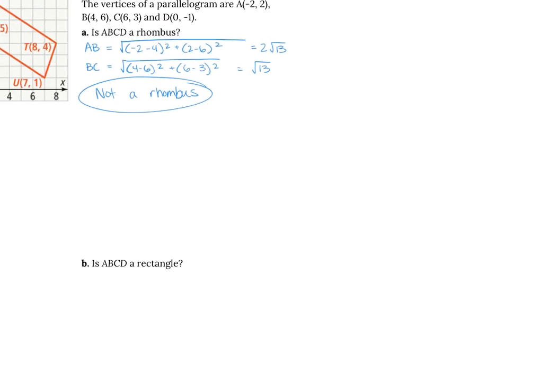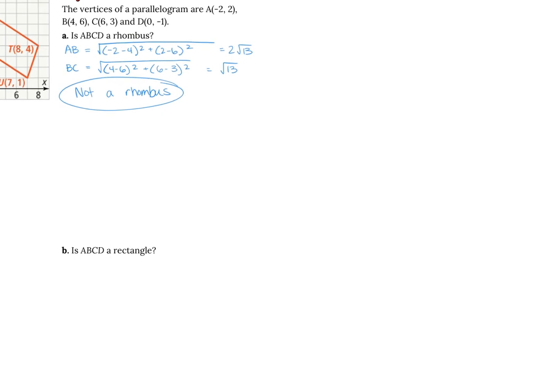All right, B: is ABCD a rectangle? So now we want to check to see if it's a rectangle. To be a rectangle, we already know that we have different side lengths. To be a rectangle, it has to form 90 degrees. So we know that we need to have perpendicular slopes. So we're going to check our slopes. So my slope of AB, that gets me 2/3.